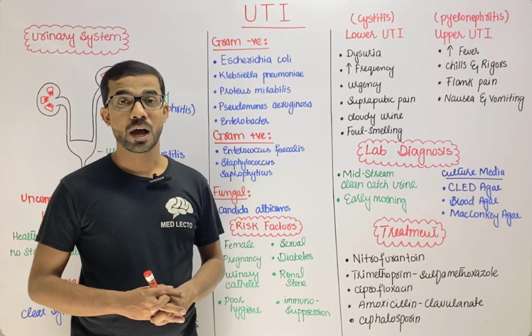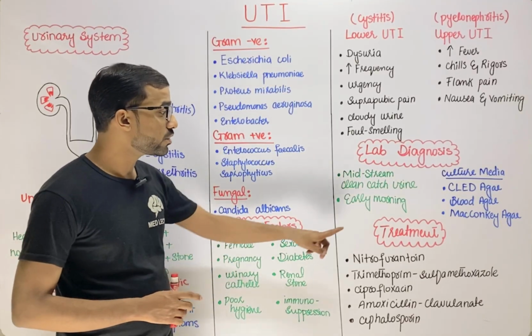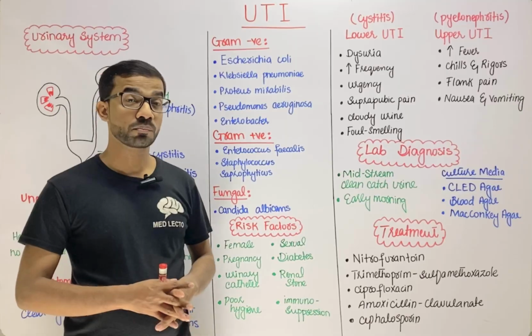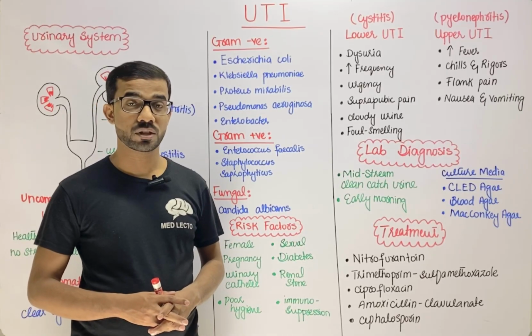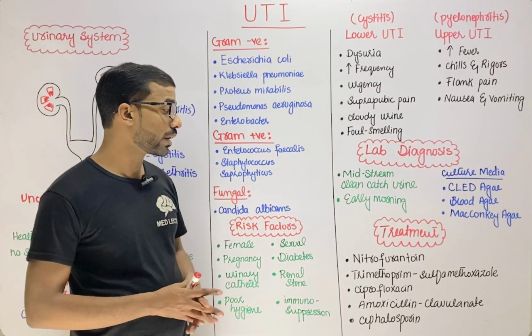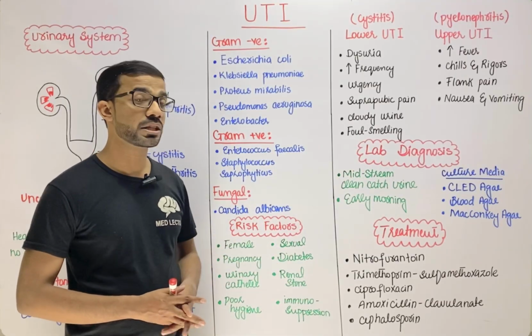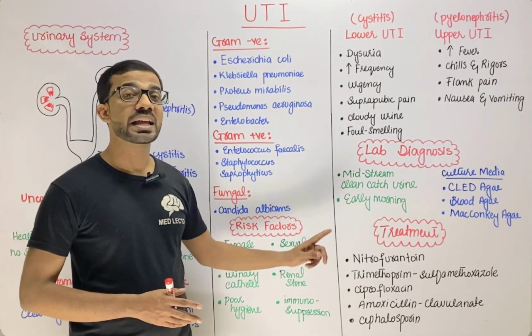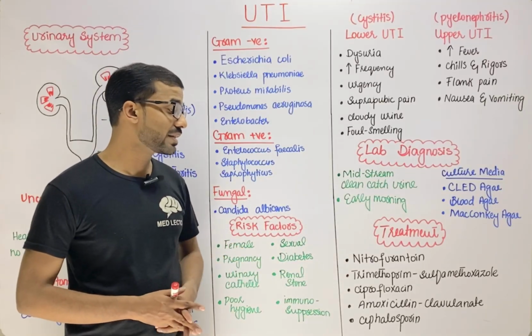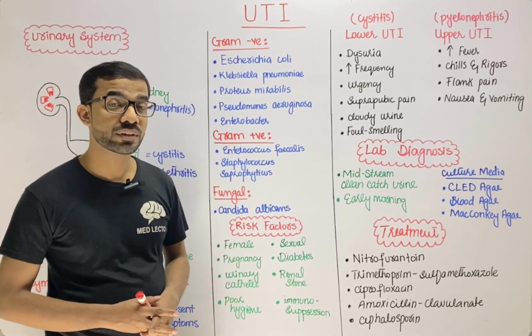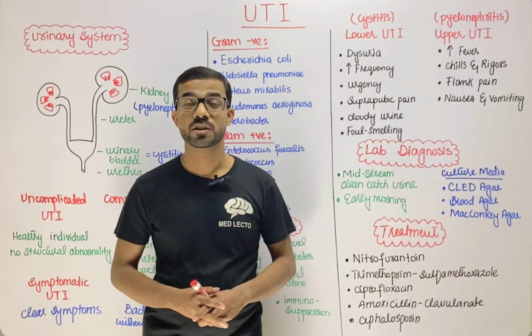Next, in the treatment plan, you can see the most common drugs used in the treatment of UTI: nitrofurantoin, trimethoprim, sulfamethoxazole. You can also see ciprofloxacin, amoxicillin and clavulanic acid, and cephalosporins. So these are the different common drugs that are used in the treatment of the UTI.